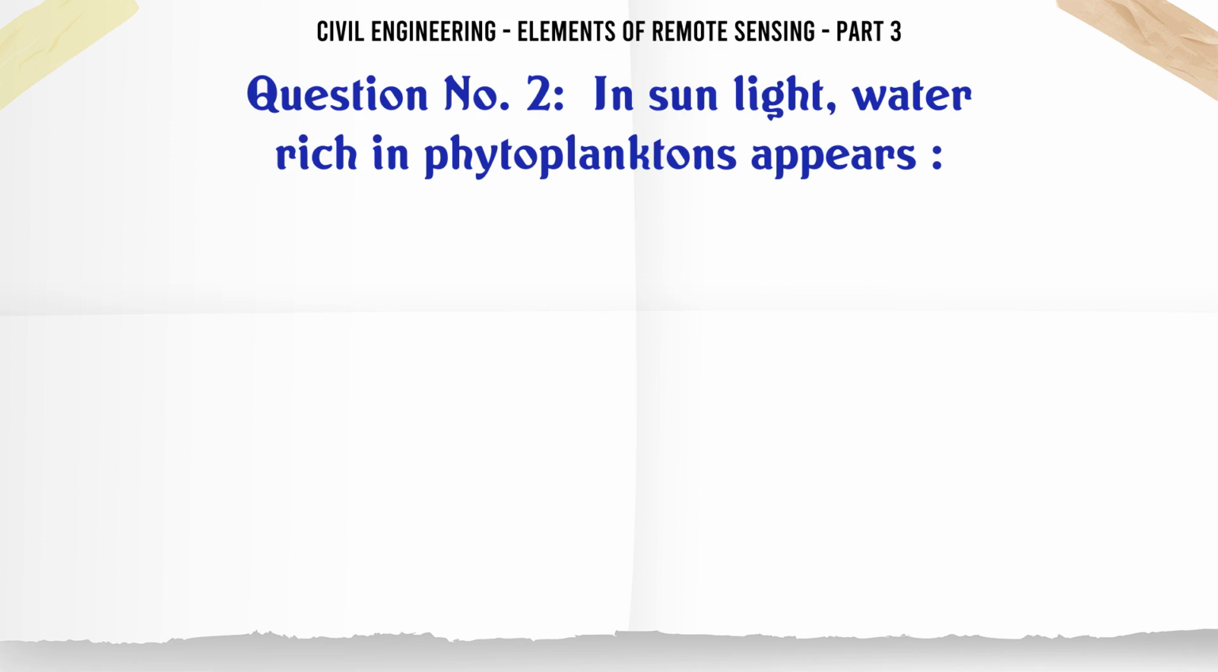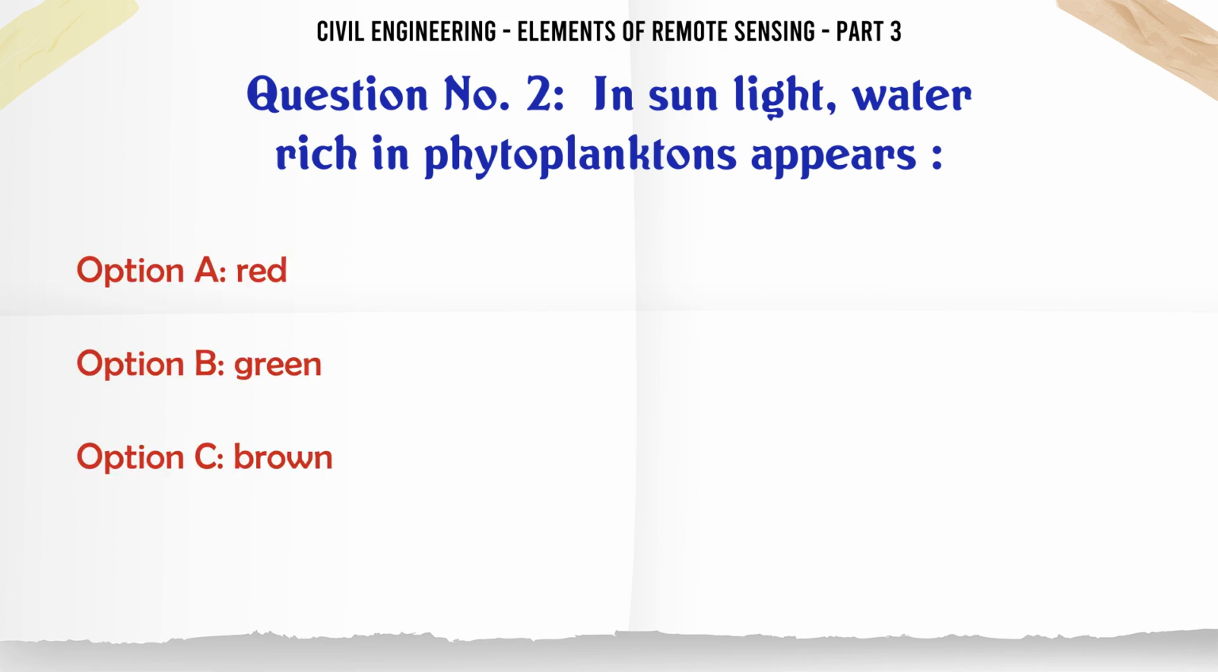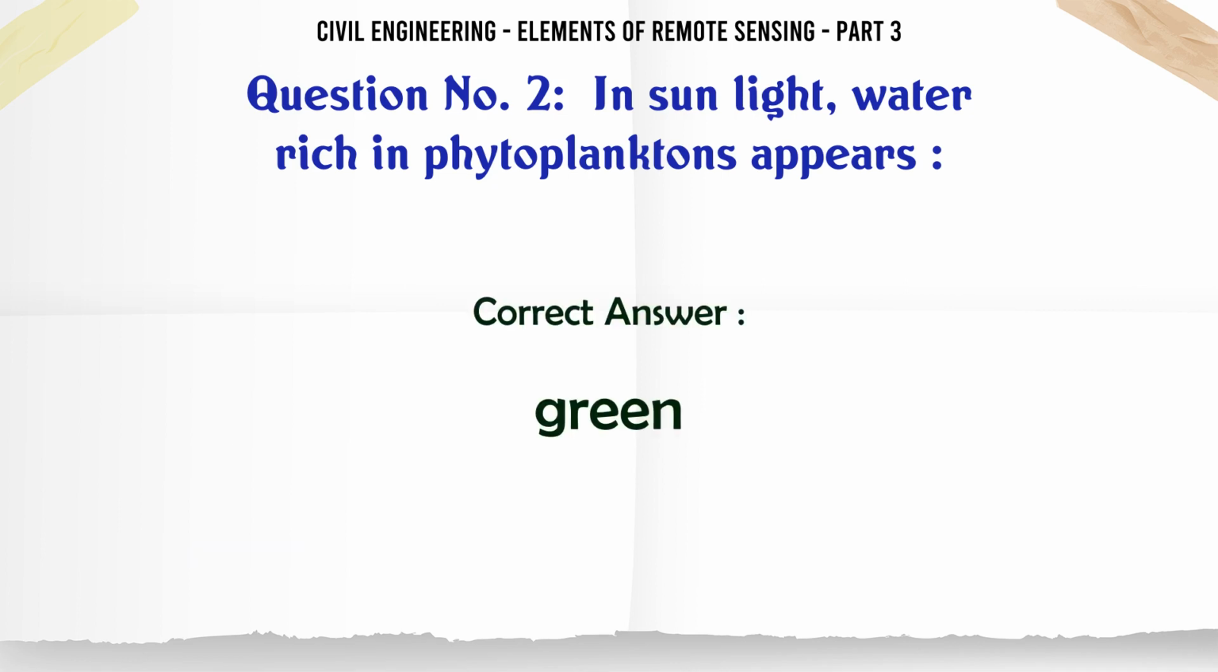In sunlight, water rich in phytoplanktons appears: A. Red, B. Green, C. Brown, D. Blue. The correct answer is green.